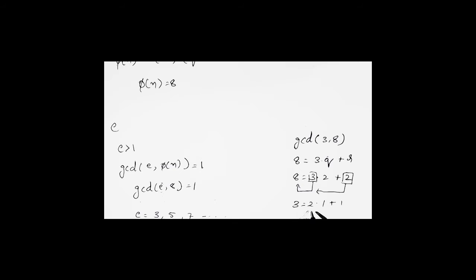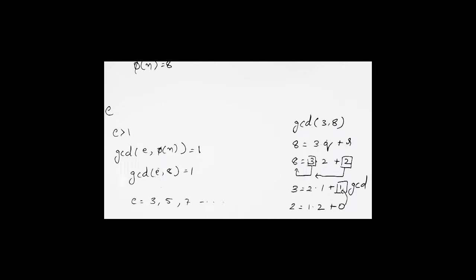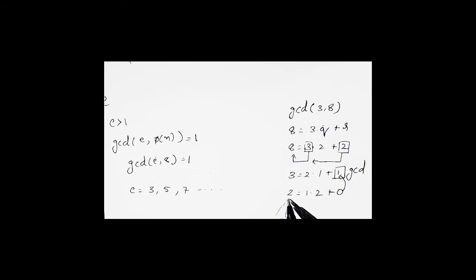Okay, now for getting the remainder 0, what we have to do? 2 is equal to 1 into 2 plus 0. See, when we are getting the remainder 0, the previous remainder would be the GCD. This is how we calculate GCD. So if the remainder is 0 and the previous number is 1, then that would be the GCD of 3 and 8. That way we are getting GCD of 3 and 8 as 1. In the same way, try calculating it with 5 and 7. You will get the GCD 1.